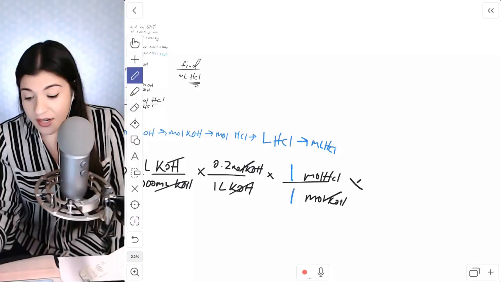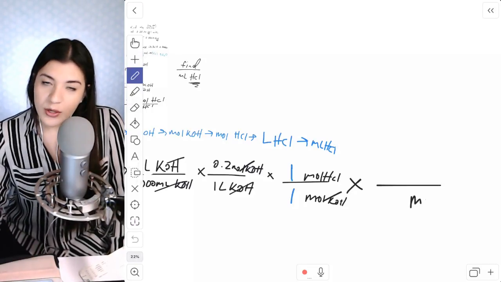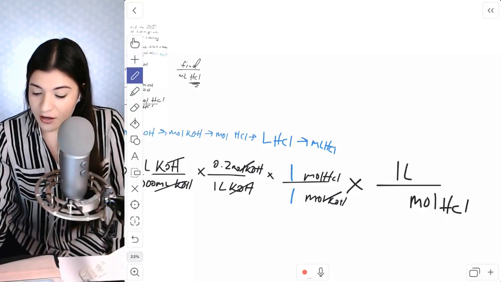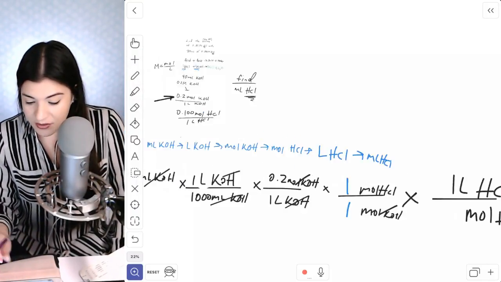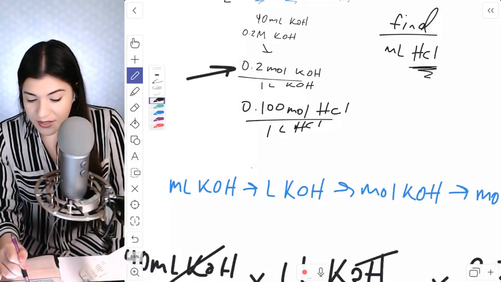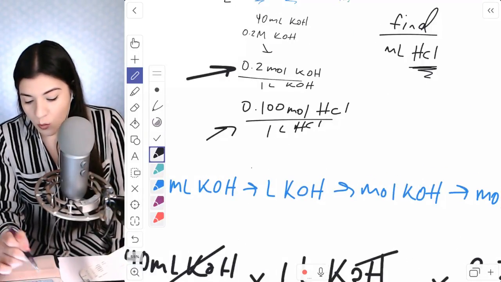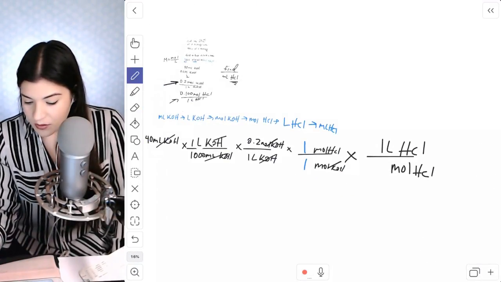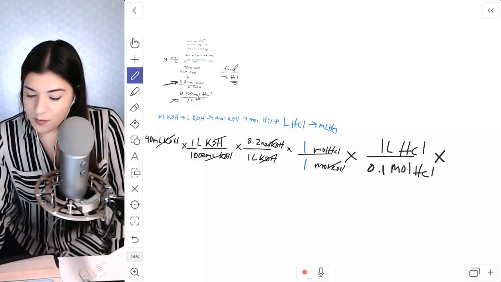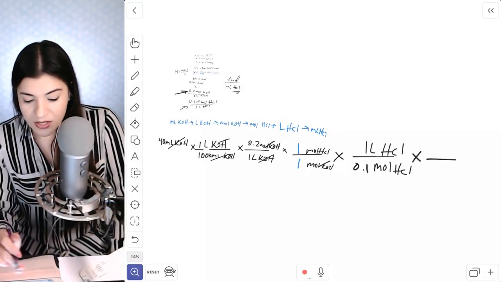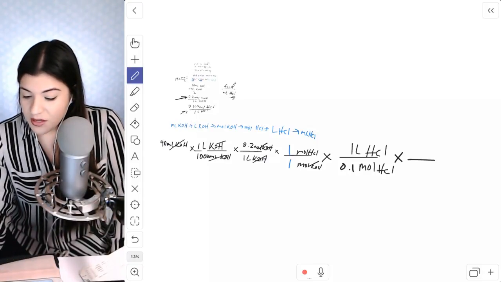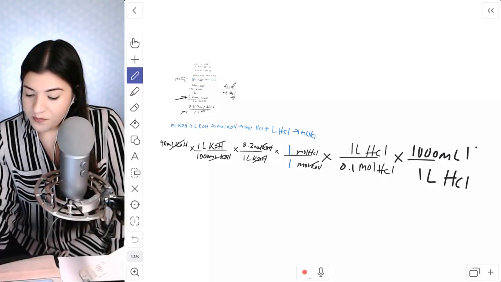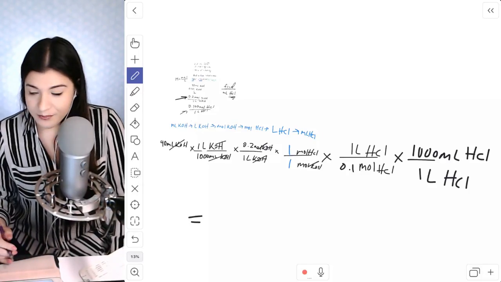Now we want to use the molarity that was provided, but this time we're going to flip it. So our moles of HCl would be on the bottom per every 1 liter of HCl. The molarity that was given to us was this one. So I'm going to use 0.1 moles on the bottom. So 0.1, and then I'll multiply this by 1,000 since I want to change this to milliliters. So multiplying this by 1,000 milliliters per every 1 liter of HCl, and then that would give us our answer.